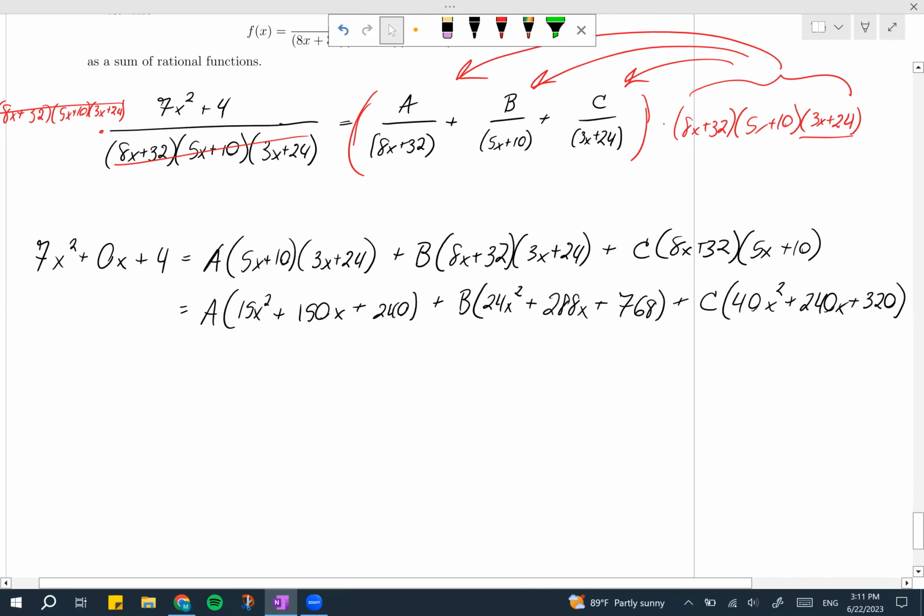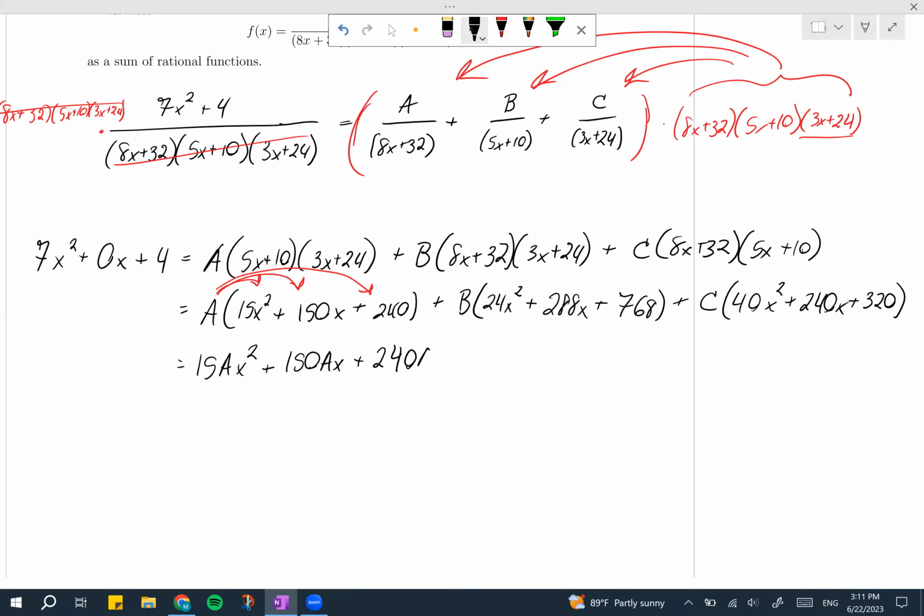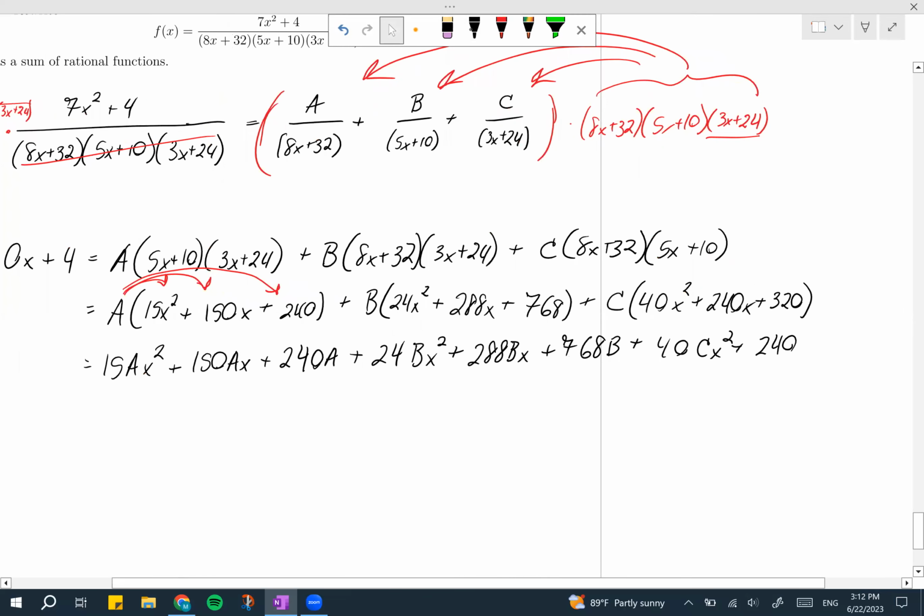So, alrighty. Now that I have this, I'm going to distribute my A, my B, and my C to my quadratics. I'm going to distribute it to each of the terms, and I'm going to get 15a x squared plus 150a x plus 240a, plus 24b x squared plus 288b x plus 768b, plus 40c x squared plus 240c x plus 320c.